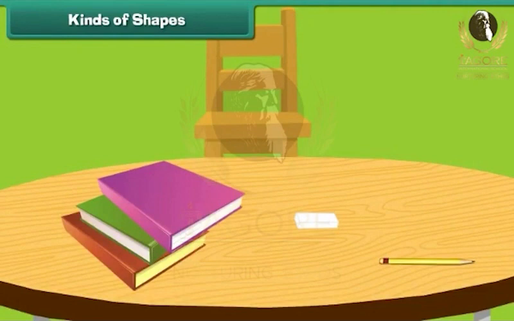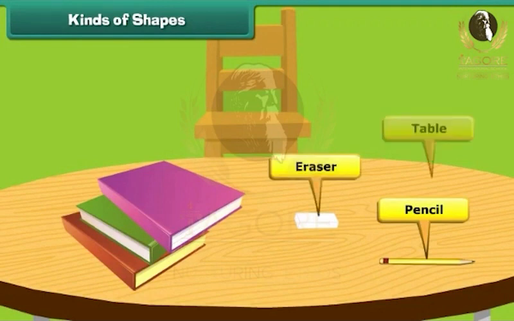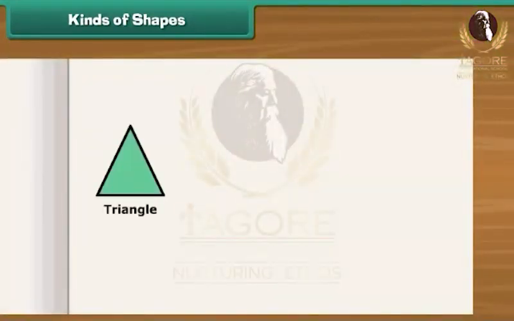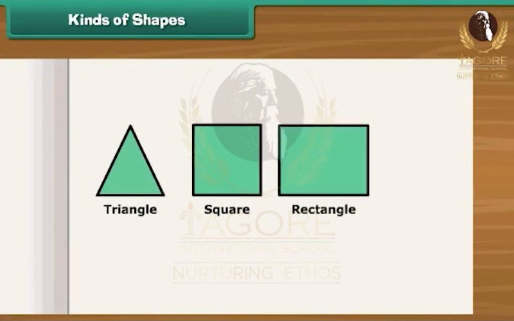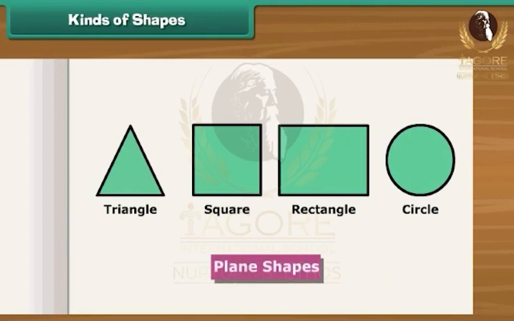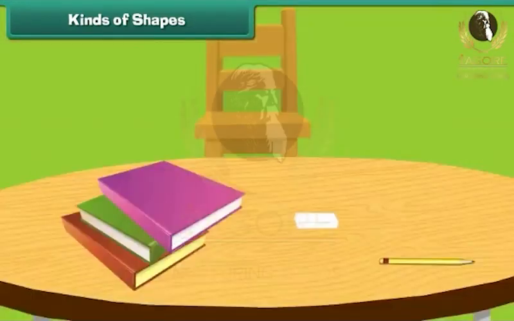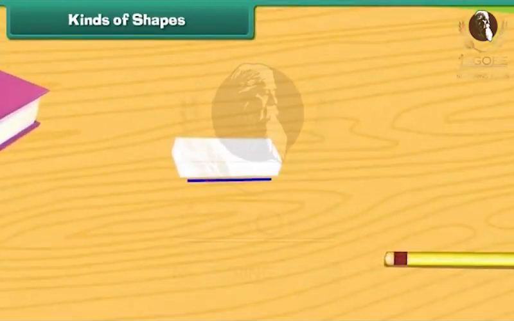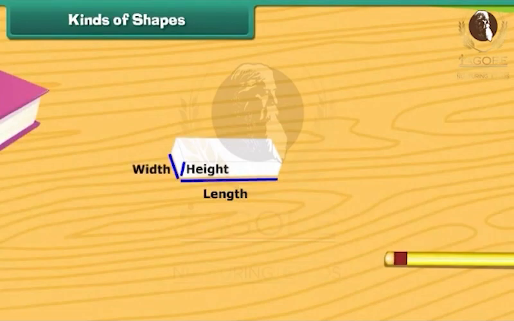We see different shapes all around us. Pencils, erasers, tables, books, chairs, etc. are called solid shapes. The shapes that we draw on paper, such as triangles, square, rectangle, circle, etc., are called plane shapes. Plane shapes are also known as 2D objects. Solid shapes are also known as 3D objects. All 3D objects have depth which 2D objects do not have.